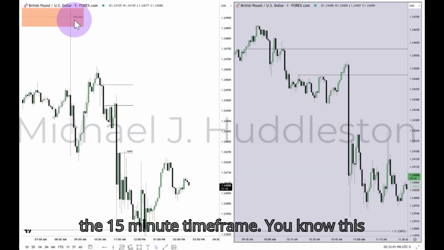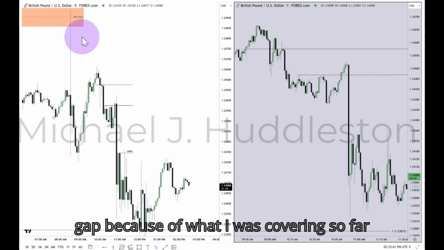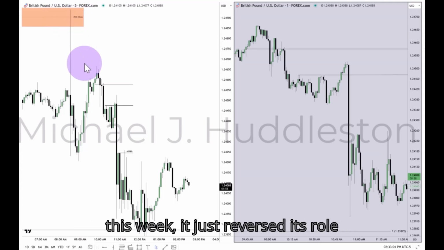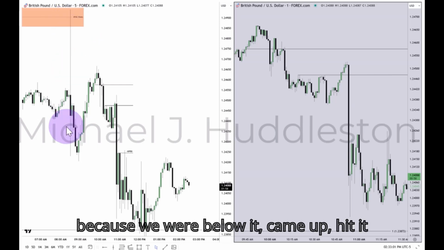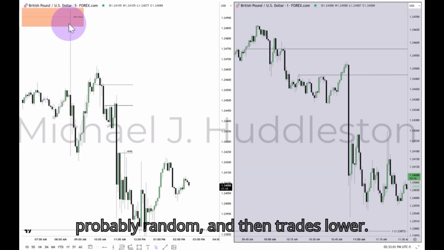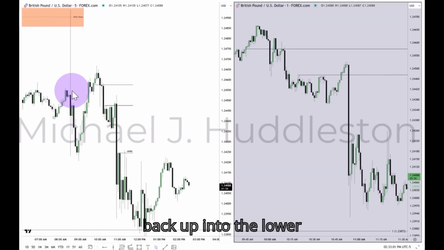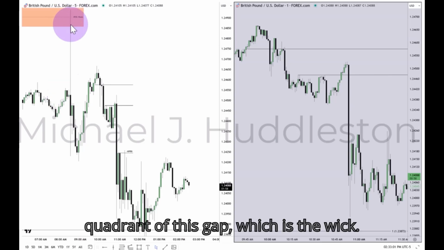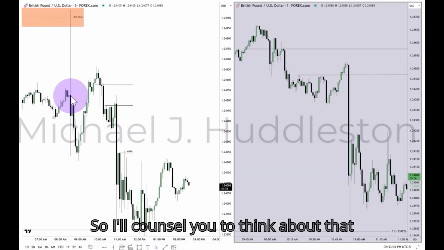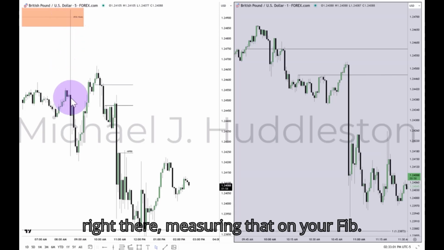So the market opens up, does its circus act, and runs right up into an inversion fair value gap on the 15-minute time frame. You know this gap because of what I was covering so far this week. It just reversed its role because we were below it, came up, hit it as an inversion fair value gap. That's probably random. And then trades lower. And then one more time, we drive right back up into the lower quadrant of this gap, which is the wick. So I'll counsel you to think about that right there, measuring that on your fib.